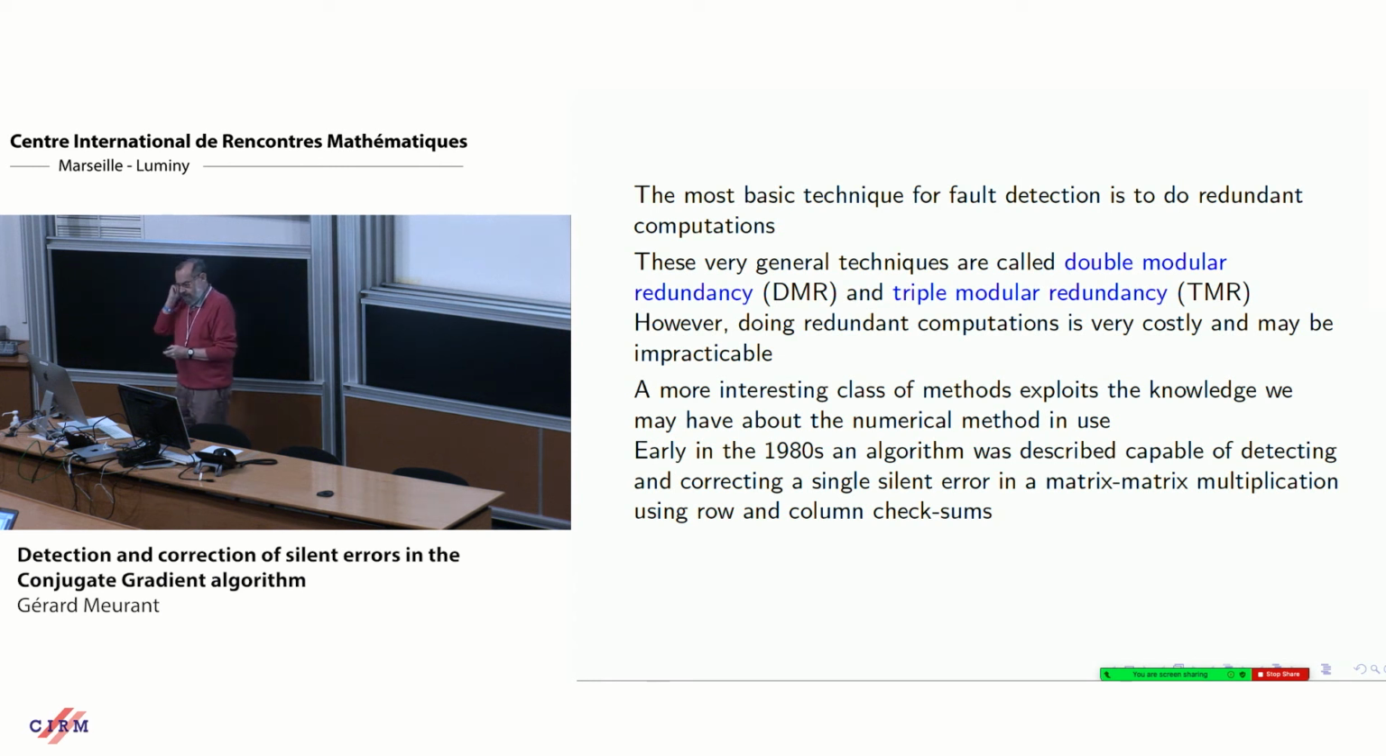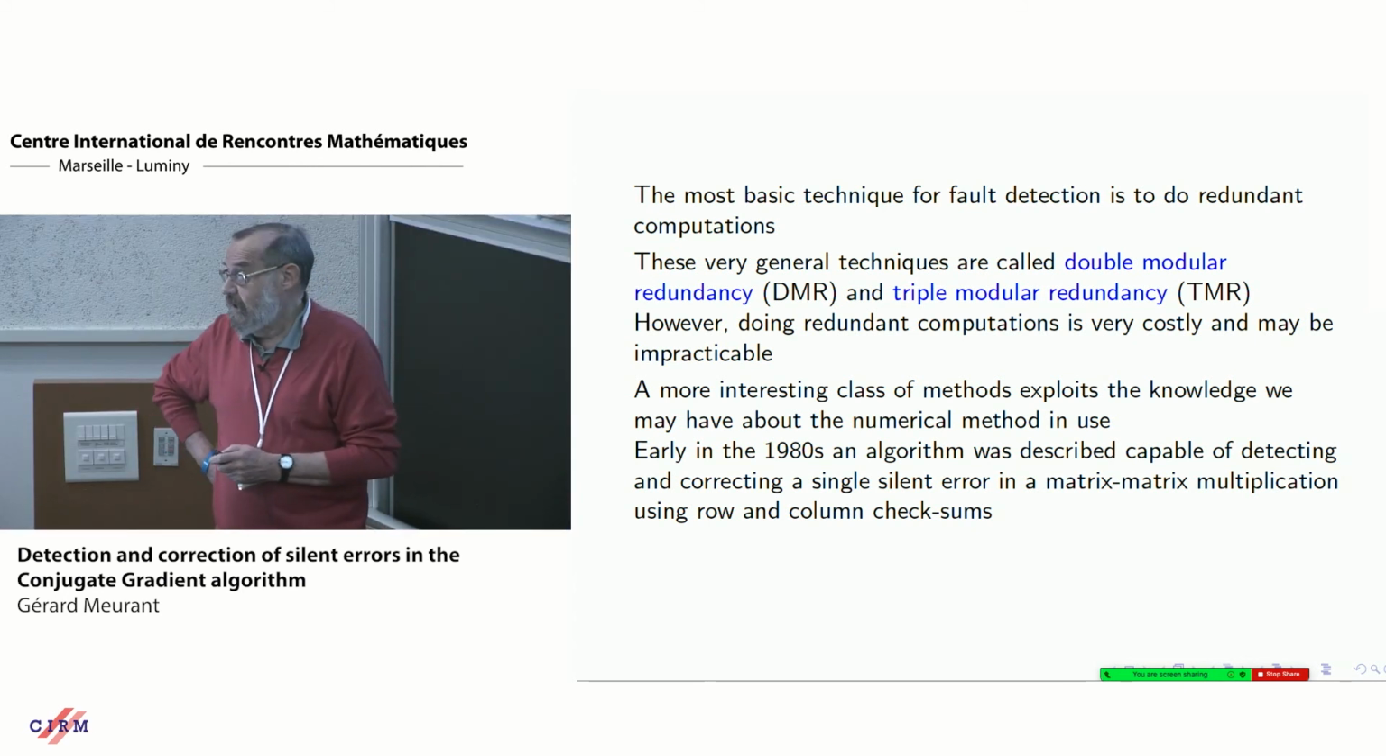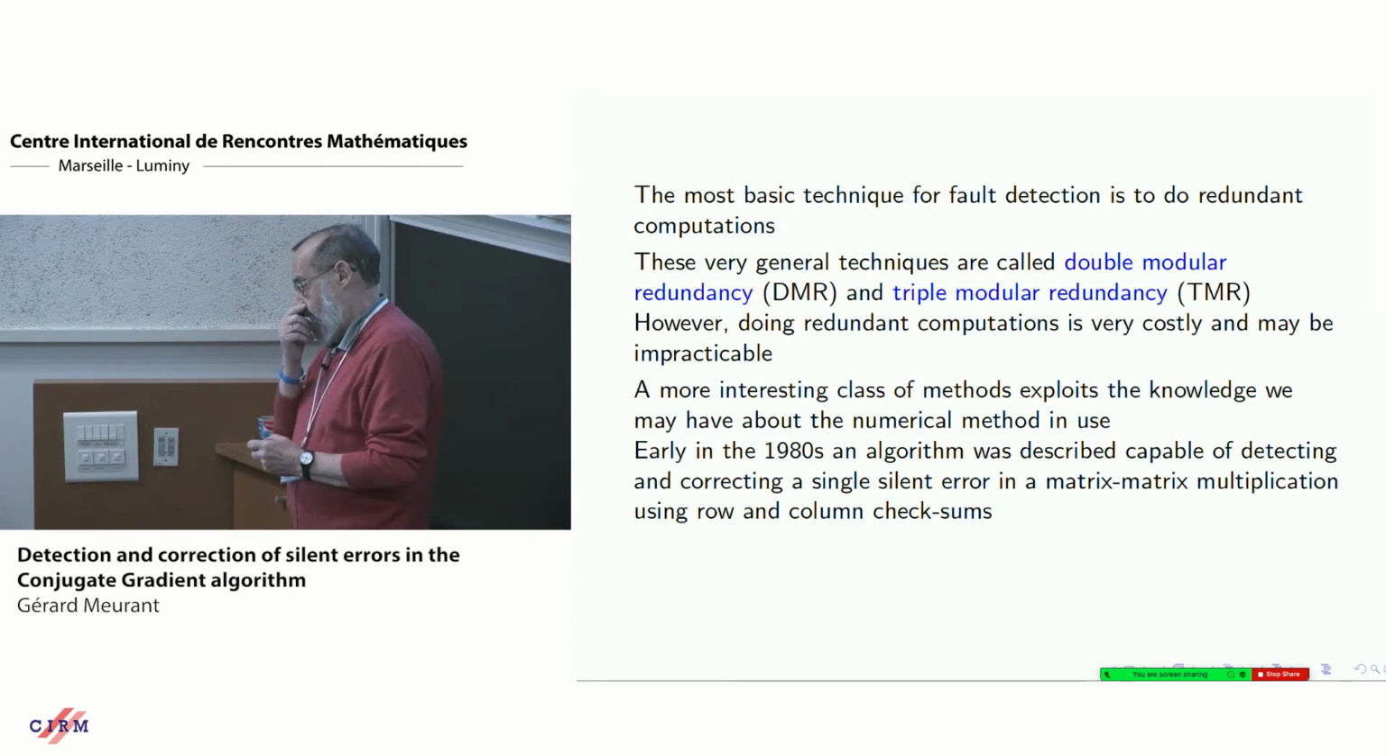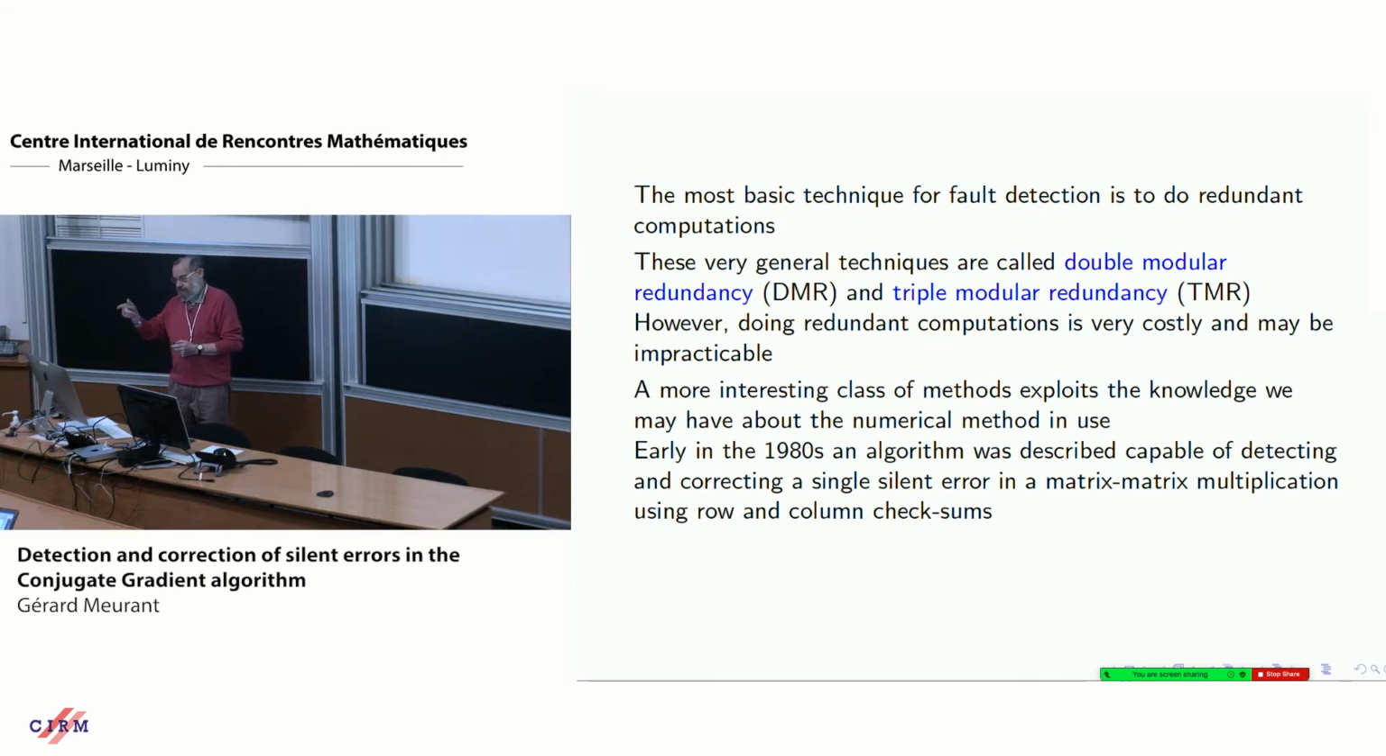Another interesting class of methods were developed later, which are called ABFT, because they want to exploit the knowledge we have, or we may have, about the numerical method which is used. So it is algorithm-based fault detection. You have an example here in the early 1980s. People described an algorithm which was capable of detecting a single silent error in a matrix multiplication. And for doing that, they were using row and column checksums.